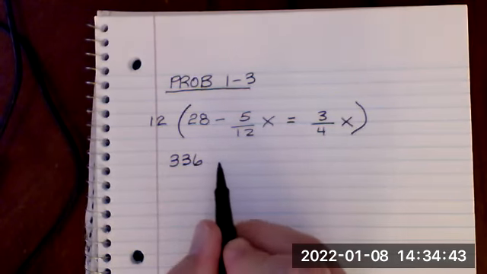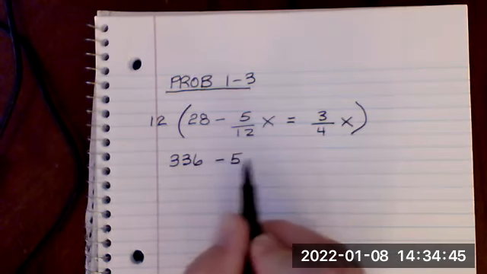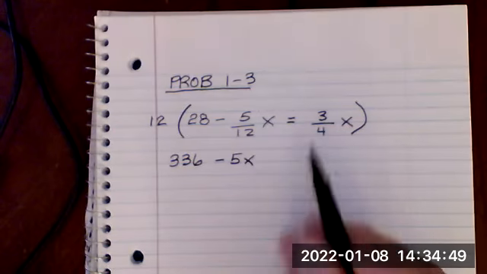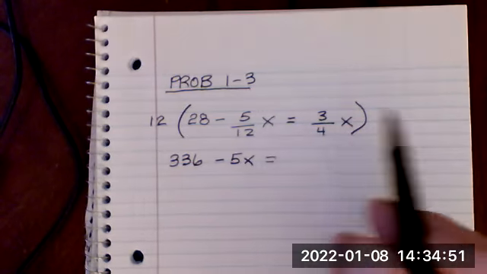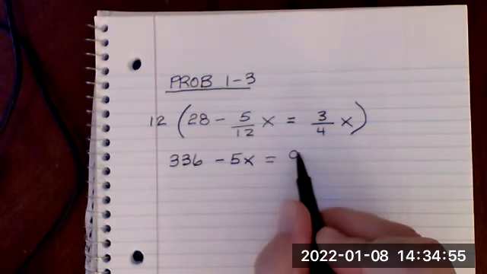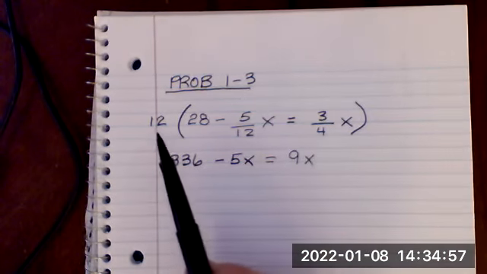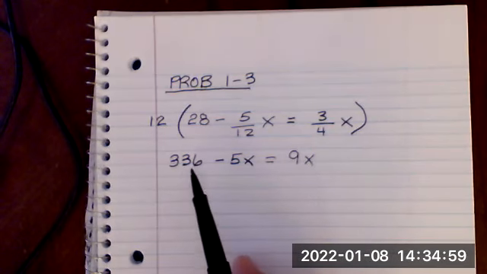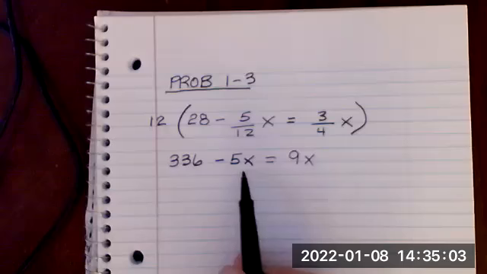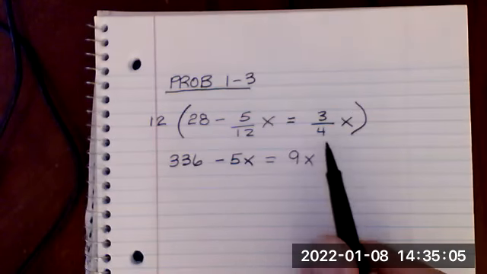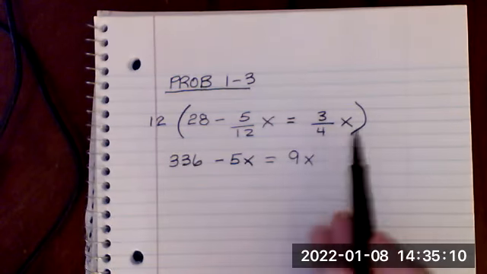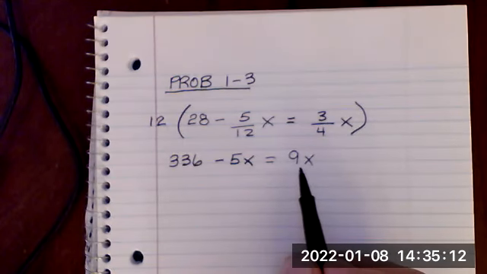So we're going to have minus 5x, right? Because 12 will cancel out, and 4 goes in 12, 3 times, it's going to equal 9x here. Again, 12 times 28 is 336. Divided by 12 is going to leave us minus 5x equals 9x, because 4 goes into 12, 3 times, 3 is 9, so 9x. Okay.